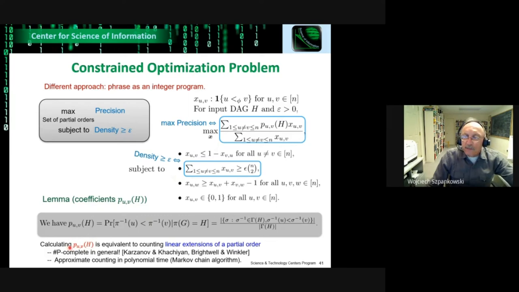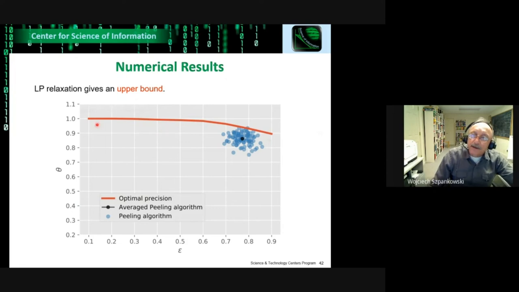Because in order to compute this probability, it is basically related to linear extensions of a partial order, with algorithms of n to the power 9, complicated. In order to solve this problem, we actually use Markov chain algorithms to estimate this probability. This is non-linear optimization, integer optimization, but we can reduce it to linear. It takes a lot of computational power to get this curve, the red curve. This is the best you can do, precision versus density. Any algorithm cannot beat this one.